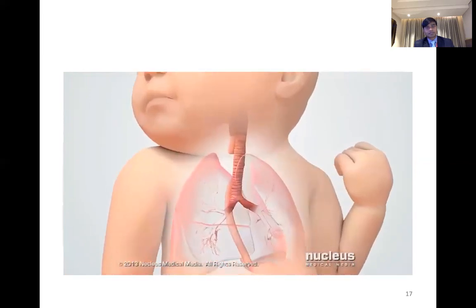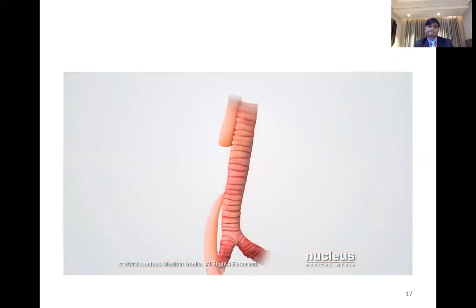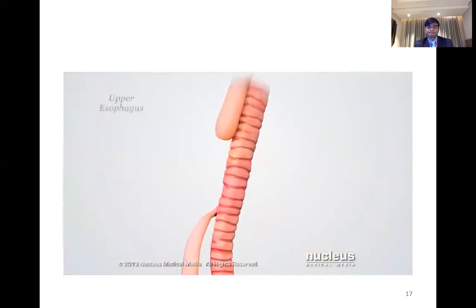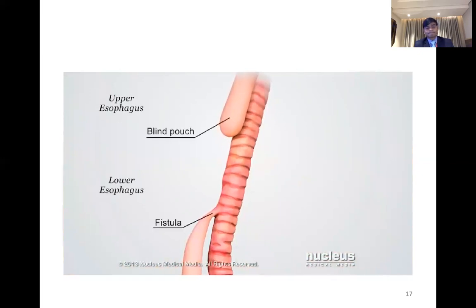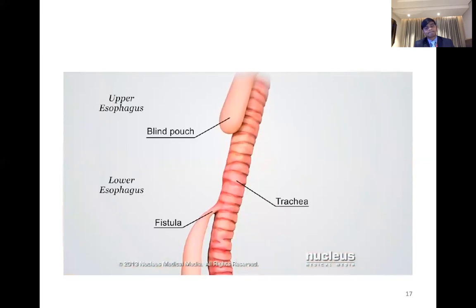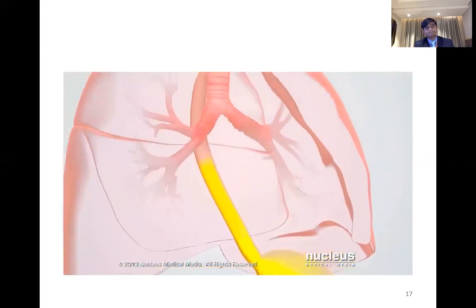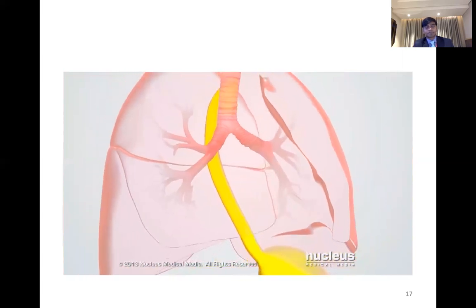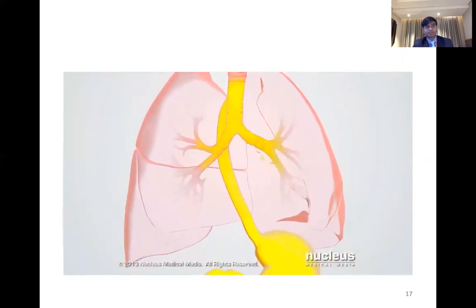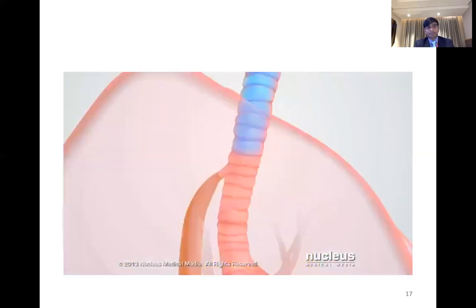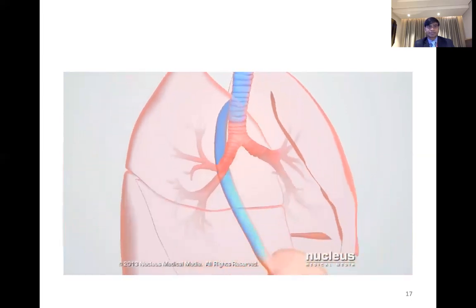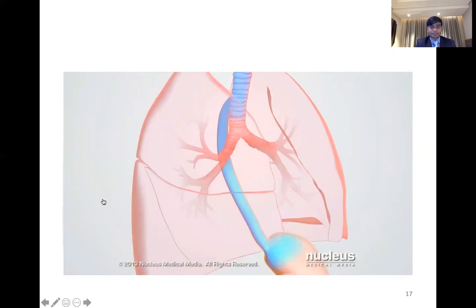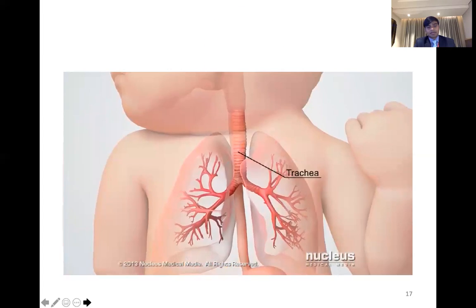Here we see the most common type of tracheo-esophageal fistula in a newborn infant. The upper esophagus ends in a blind pouch, and the lower esophagus connects to the trachea. This is a serious problem because stomach contents can travel up the esophagus and pass through the fistula into the trachea and lungs. The fistula can also cause difficulty breathing for the newborn, since air can now bypass the lungs and enter from the mouth and nose.